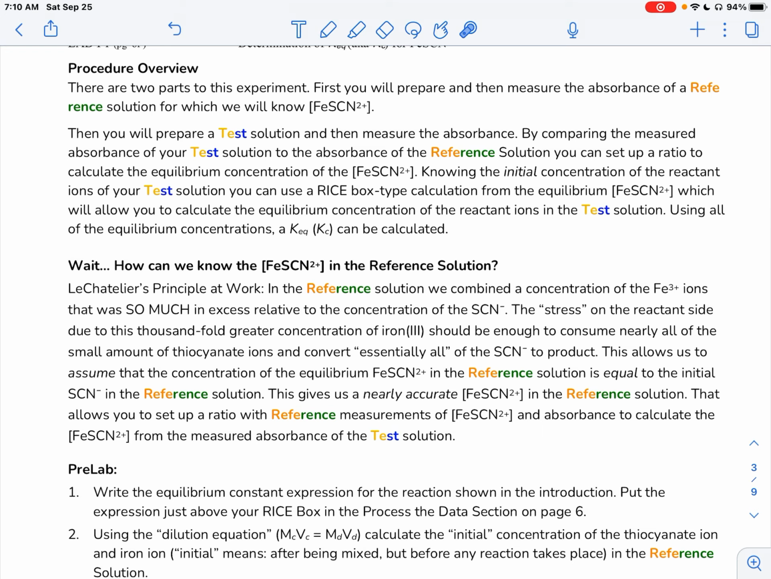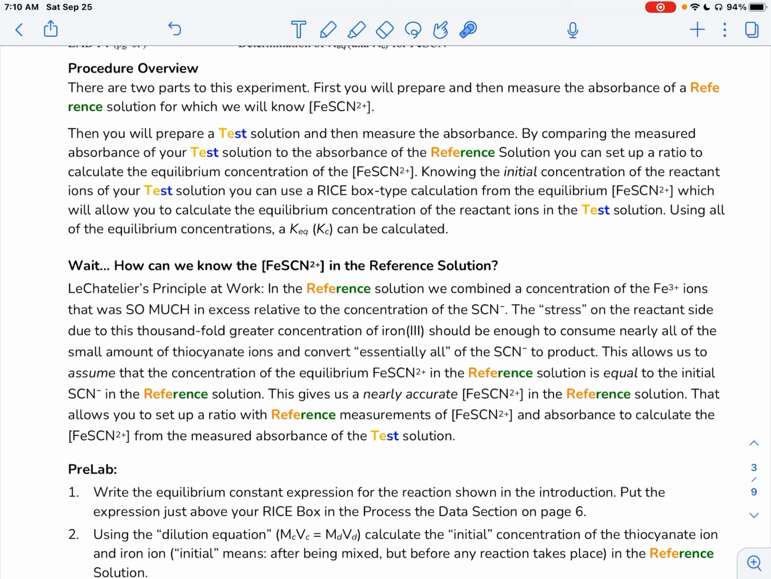In the reference solution, you will notice that the concentrations of Fe3+ and thiocyanate are vastly different. In the reference solution, our Fe3+ is 0.2 molar. Our thiocyanate is 0.0002 molar. The reason for that is because we are kind of flooding with our excess reagent here, our Fe3+, so that we can automatically assume that all of the SCN- gets put into that complex ion.